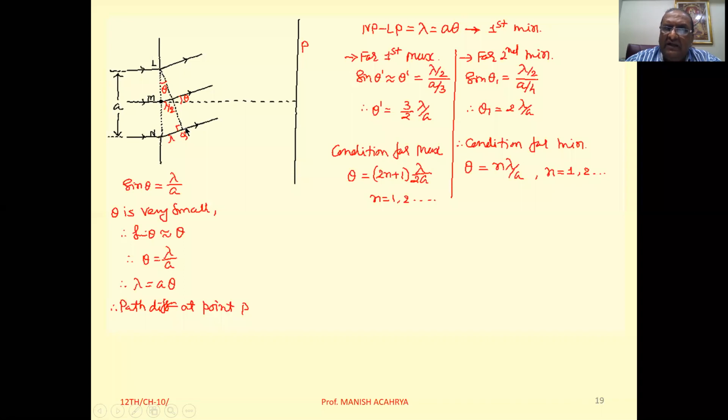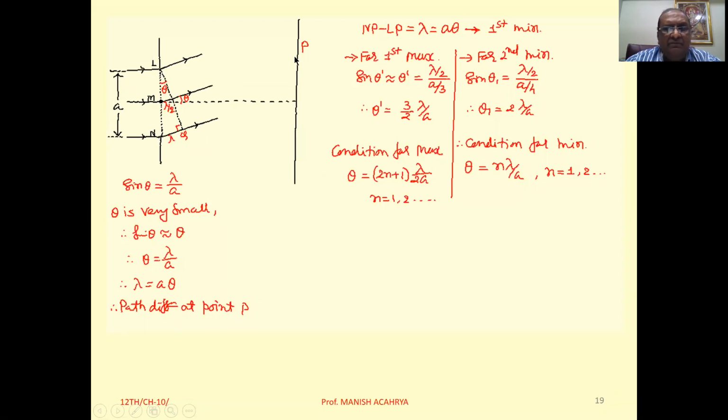So that is LQ. Now after this LQ, all the waves will cover the same path. It implies that suppose we think about the wave which is coming out from L and M, then here this is the path difference between those two waves, and that is of the order of lambda by 2.